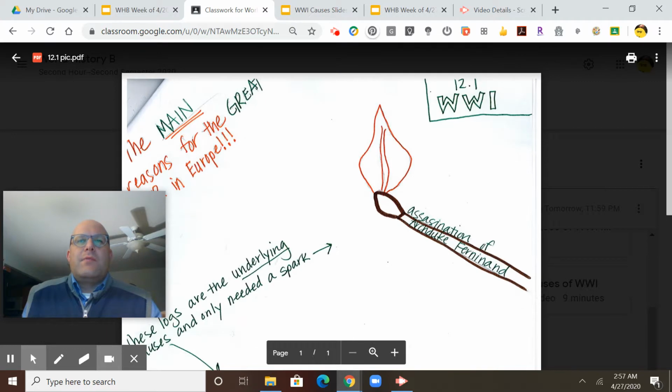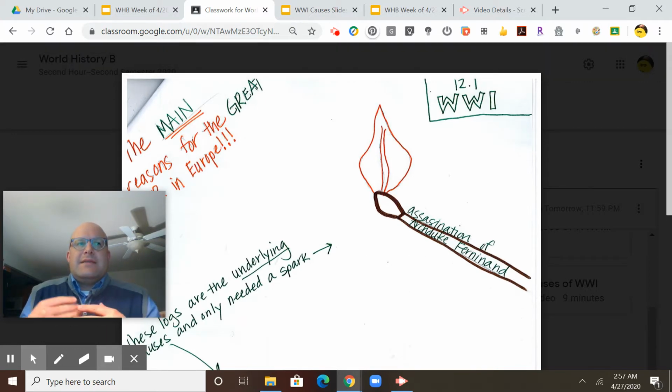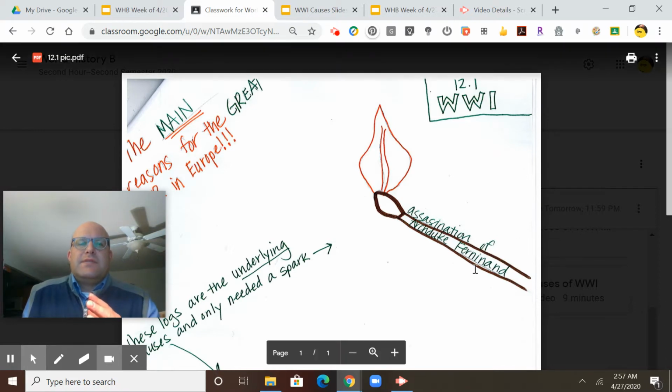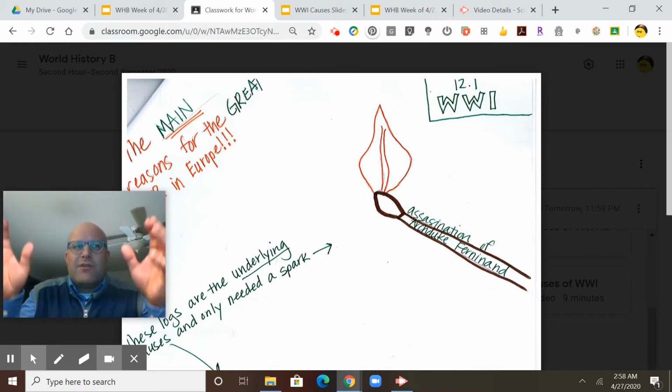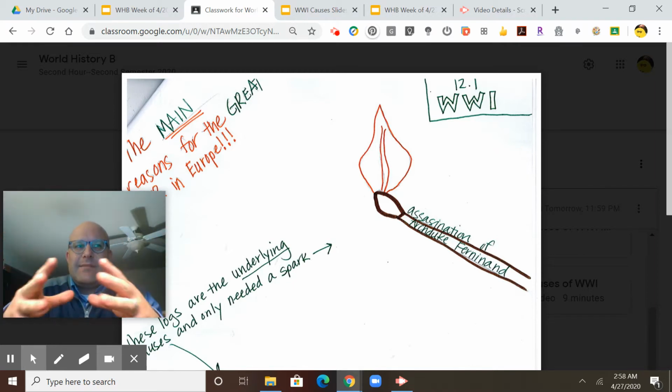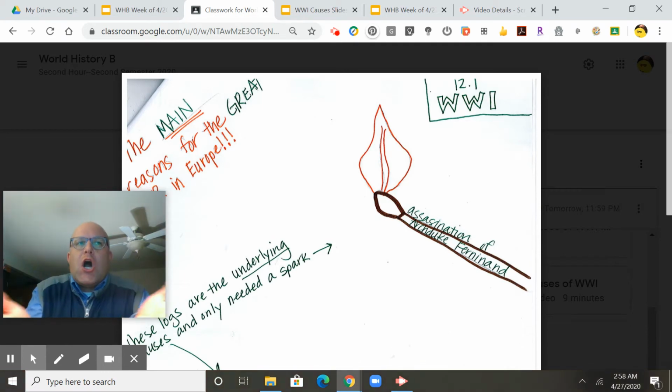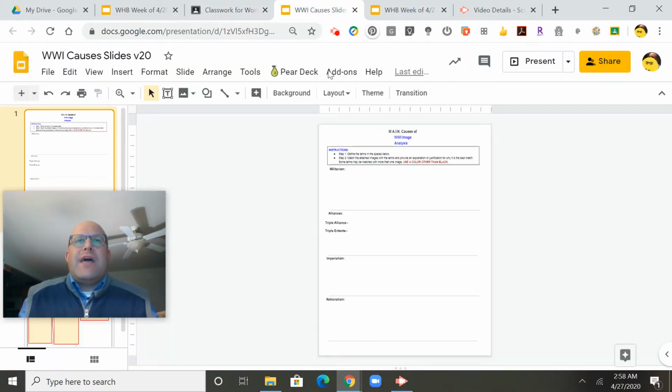And then what we're going to get into today in terms of what's new is the spark: the assassination of the Archduke Franz Ferdinand. He was the Archduke, the heir to the throne. Remember, Franz Joseph was the king or emperor of that dual monarchy of Austria-Hungary, and Franz Ferdinand was the heir to the throne. He was assassinated by some Serbian, a long underlying problem there. It just sparked it. Okay, so that's what we're looking at.